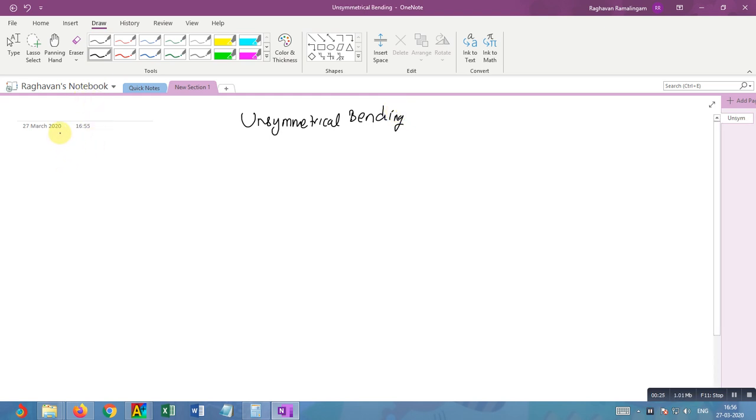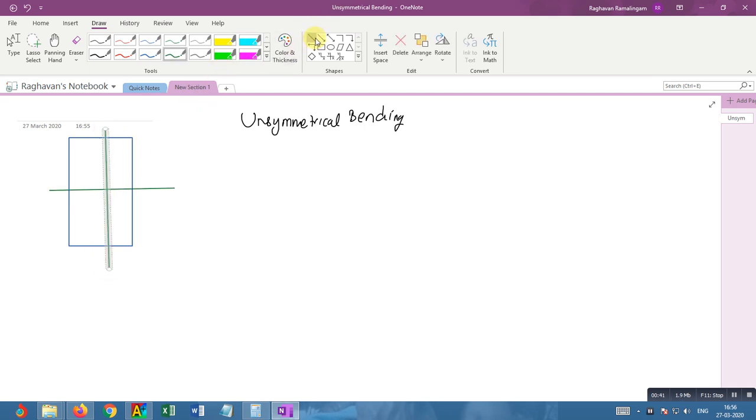So the first thing that you should know is the things related to symmetrical bending. You have the well-known flexure formula. Let me just draw a few things so that I can make it simple. These are things that you already know.